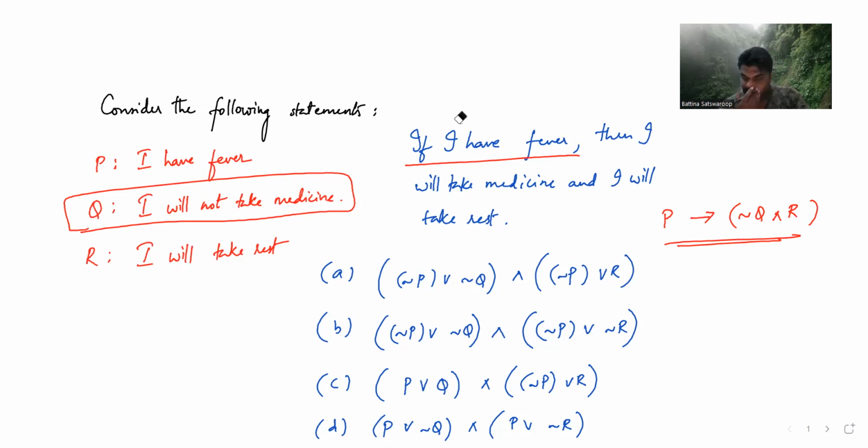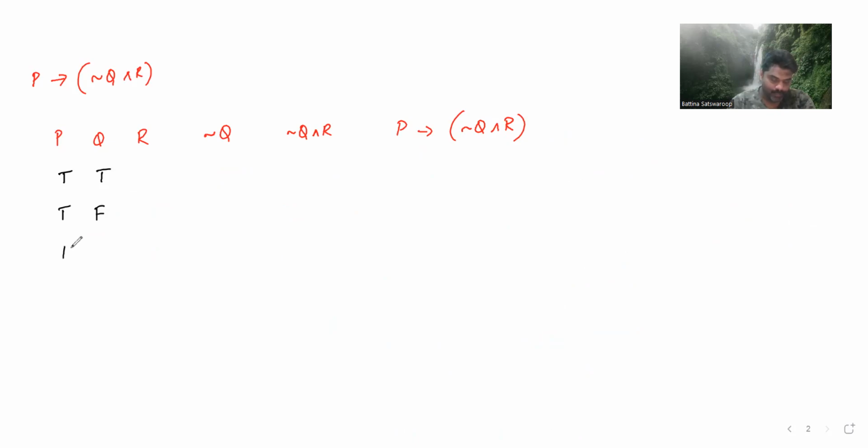We will try to frame a truth table for this. Yes, sir. Okay. What is the statement? P implies negation of Q and R. So I will take P, Q and R, and negation of Q and R. P implies negation of Q and R. These are my required elements. So true, true, true, false, false, true, false, false.